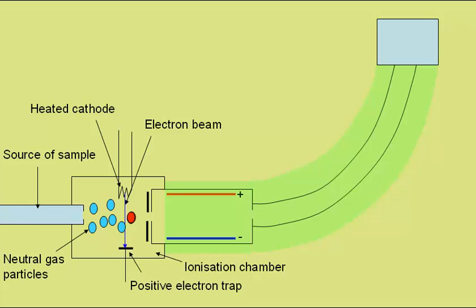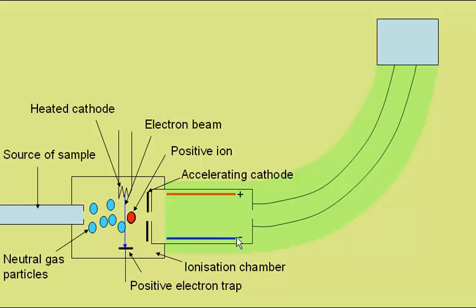These electrons will collide with the neutral gas particles, knocking electrons off them and producing positive ions in this region. Here we have an accelerating cathode, negatively charged, so the positive ions will accelerate towards the cathode, some passing through the hole in the middle.